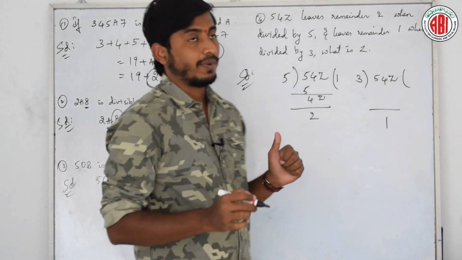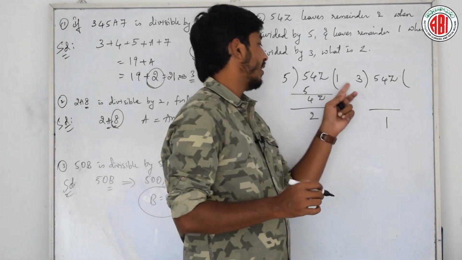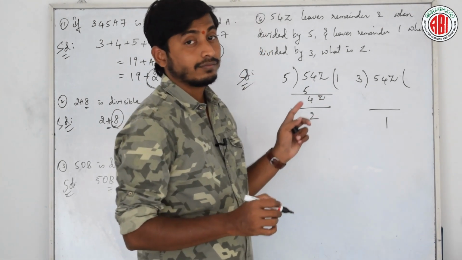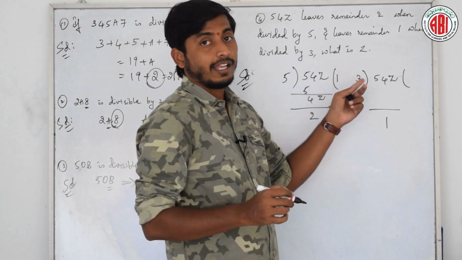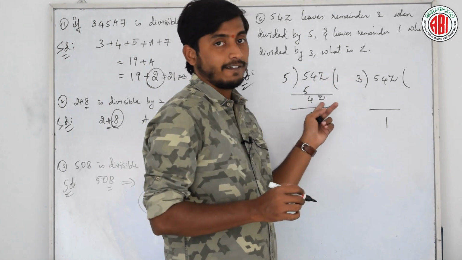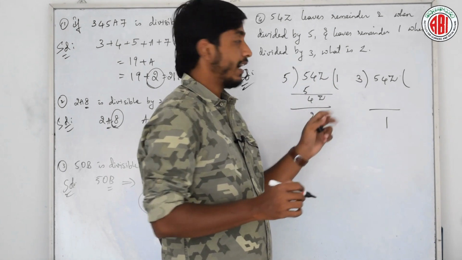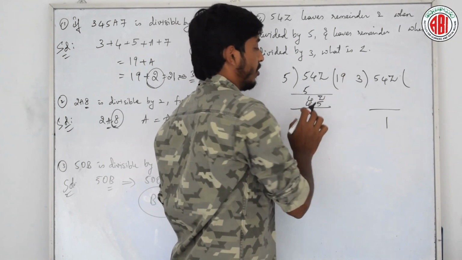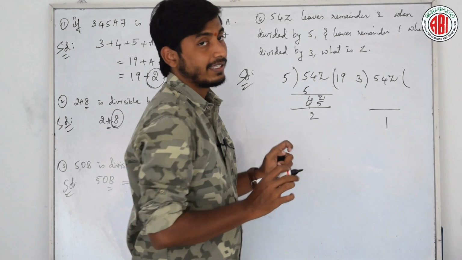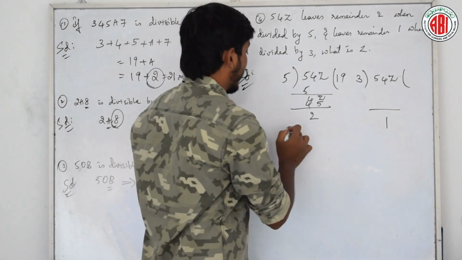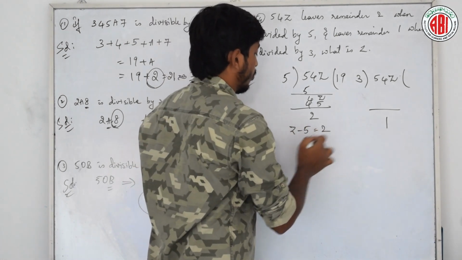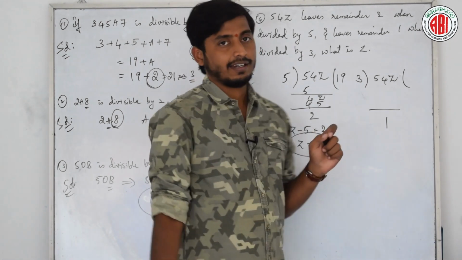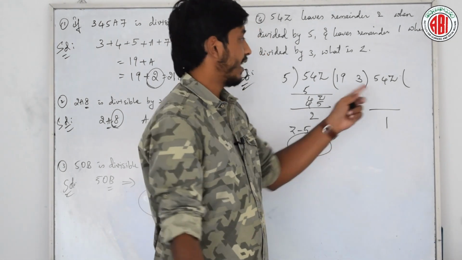Okay, what should be written? In the 5 table, when do we get 5 some number? 5 nines are 45, right? 5 nines are 45, and then 2 will be left. Just tell me, Z minus 5 is 2. Then what is Z? 7.